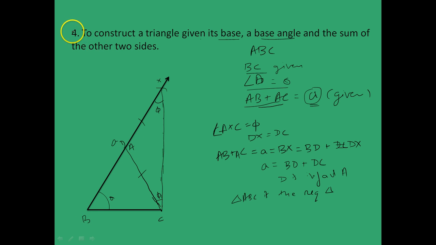Right. So that's how you do the fourth construction, that is constructing a triangle with its given base, the base angle also given, and the sum of the other two sides. Now there are two more constructions that we need to discuss. We'll cover that in the next lecture. For now, this is all. Thank you.